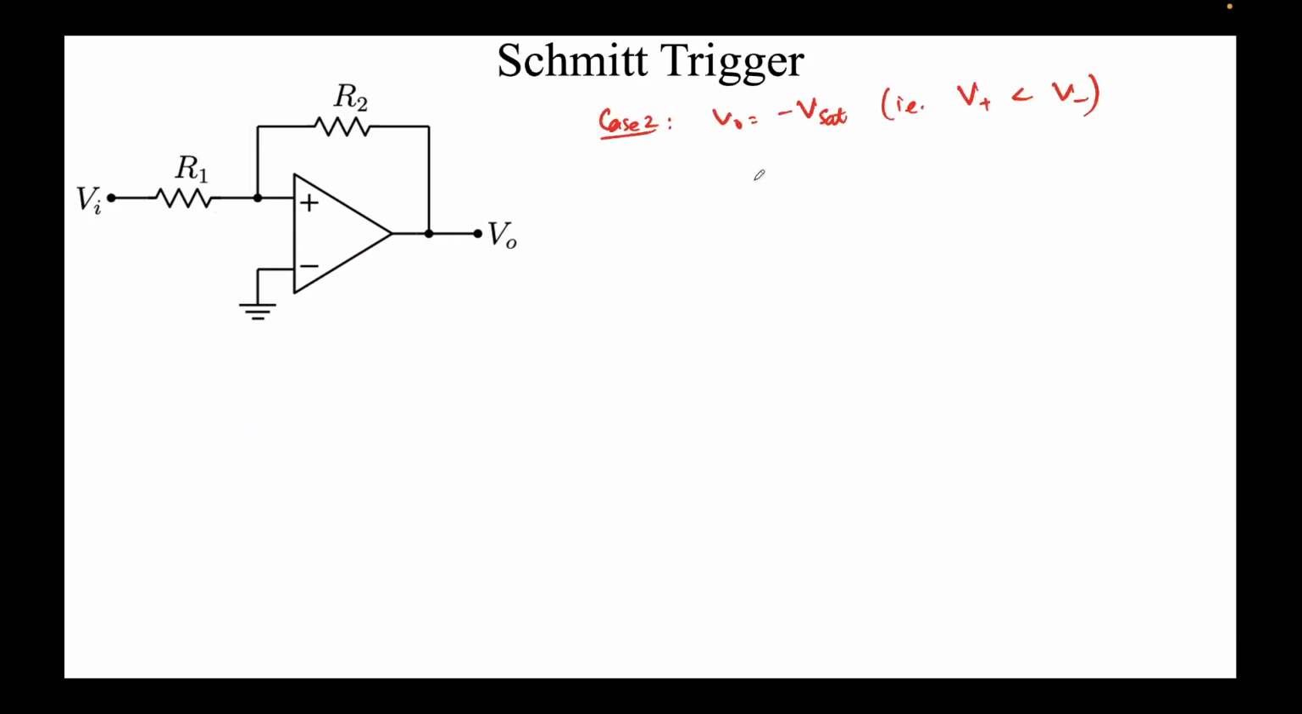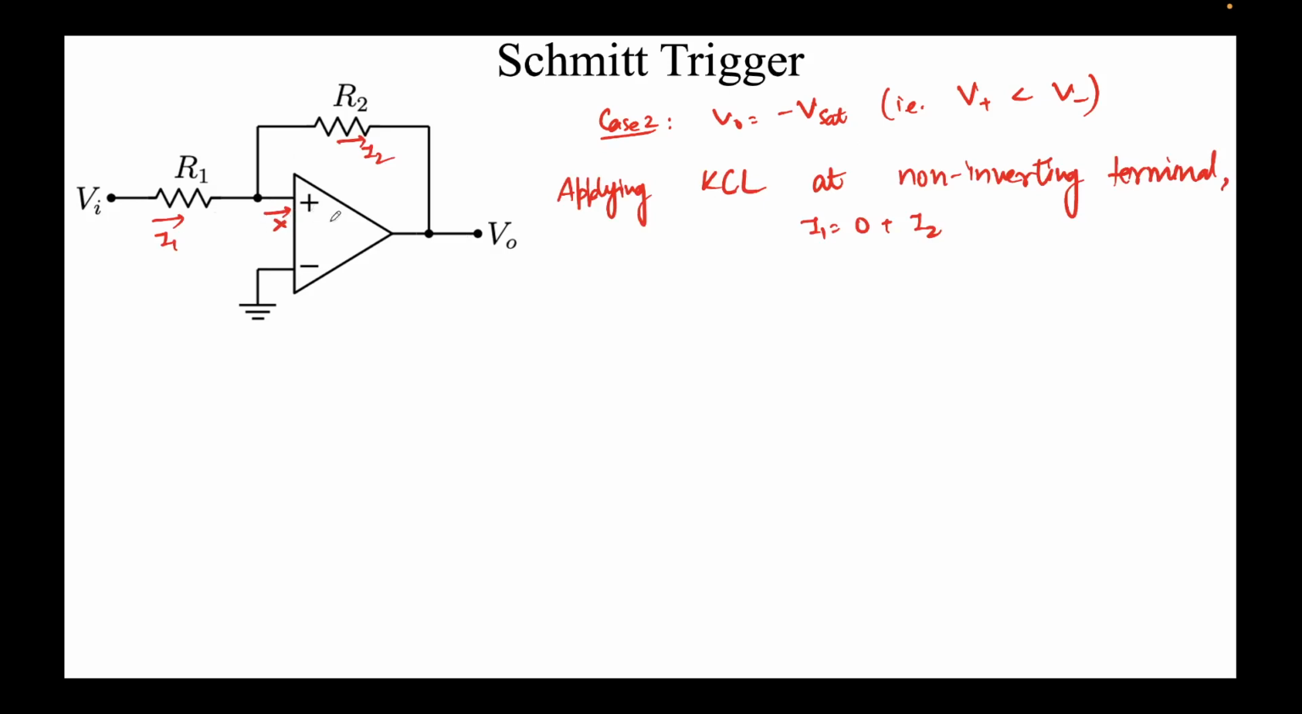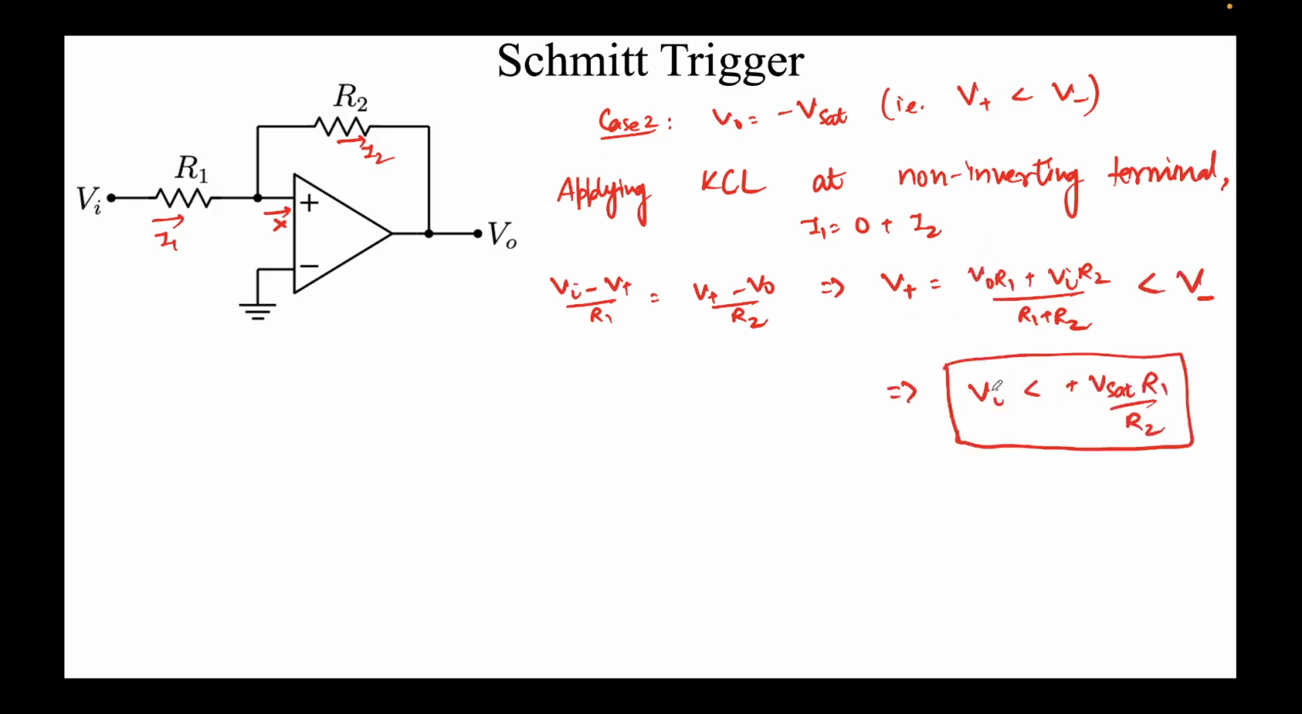The second case, when I'll assume V0 is sitting at minus Vsat, right? And what I'll do, if it's sitting at minus Vsat, now I'll slowly start increasing the value of Vi. Okay, and I want to see when does it switch to plus Vsat. That's my aim. I want to find that voltage. Okay, again I'll apply KCL at this non-inverting terminal. Again, this current flowing will be zero, so I1 equal to I2. You again write those expressions. Again, the same expression of V plus will come naturally, but this time the value of V0 is minus Vsat. You put it, and you get Vi less than this value. Okay, so this is the complete analysis.